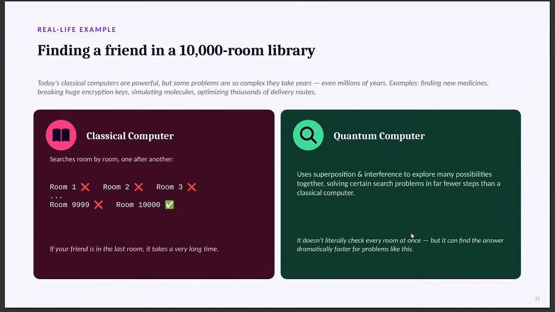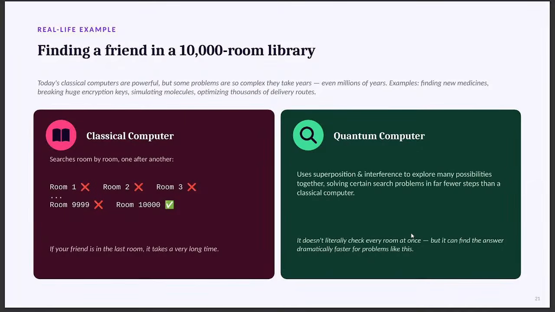Your job is to find your friend. First, let's think like a classical computer. First we go to room number 1 and search. If your friend is not there, you go to room number 2, then room number 3, then room number 4. It continues until it finds the correct room. Now imagine your friend is hiding in room number 10,000. The classical computer may need to check every room. So this takes a long time.